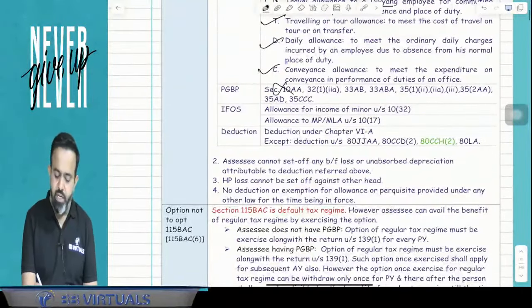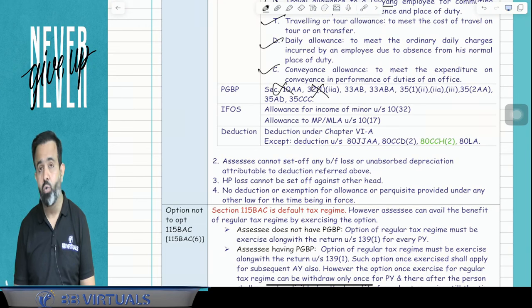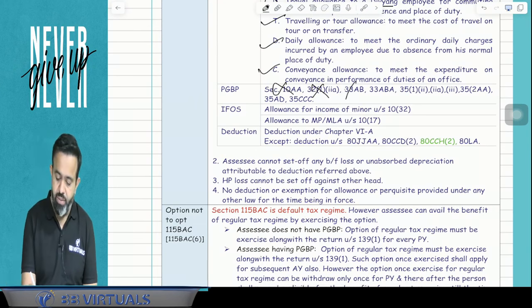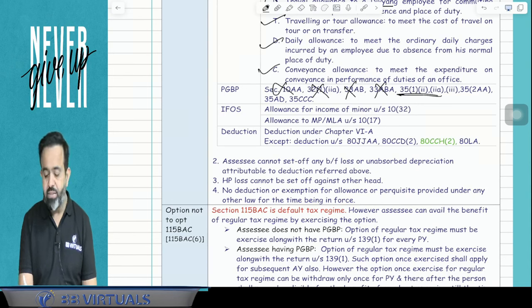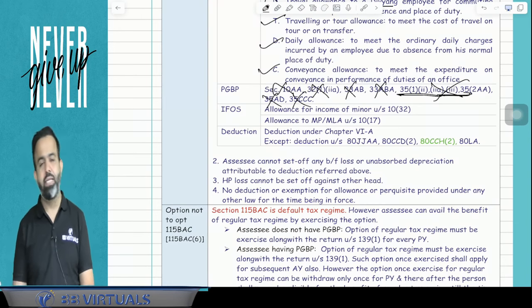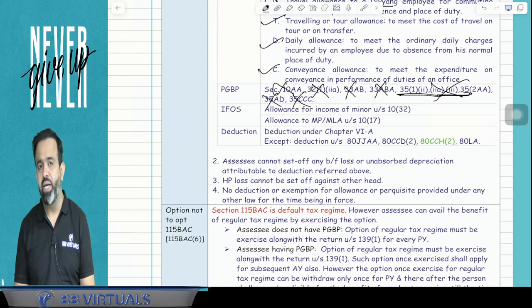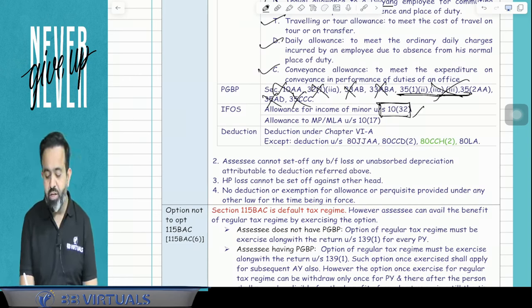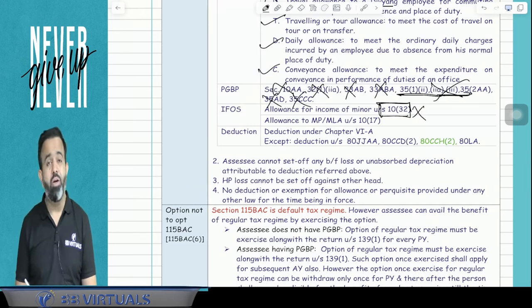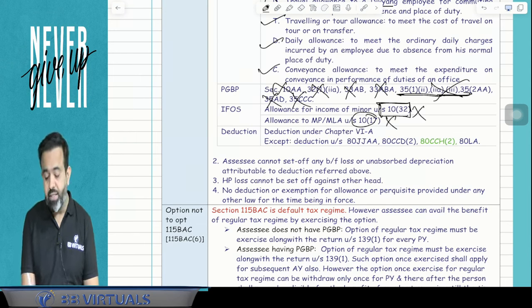Now, in case of PGBP, the 10AA SEZ deduction is not available, 32(1)(iia) additional depreciation is not available, 33AB not available, 33ABA not available, scientific research donation related deduction not available, 35AD not available, 35CCC agriculture extension project deduction not available. After that, under income from other sources, whenever a minor child's income is included in the income of parents, parents can claim the exemption of 1,500 per annum per child, for unlimited children. That particular exemption is not available. After that, in case of an MP or MLA, the daily and constituency allowance exempted under section 10(17) is not available.